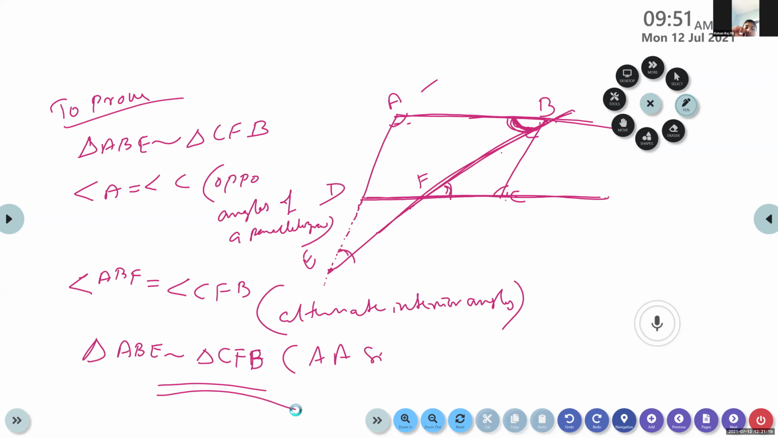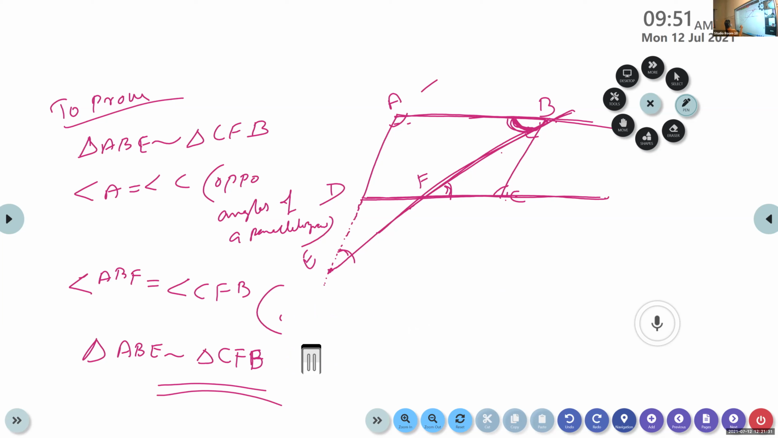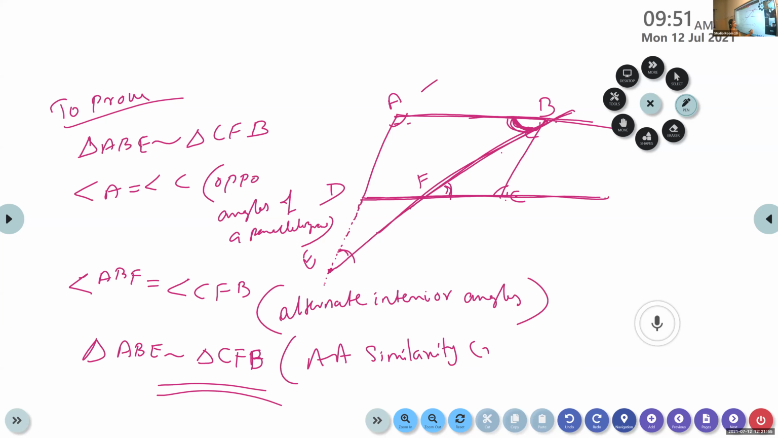Write the reason in brackets: alternate interior angles. Here, AA similarity criteria.